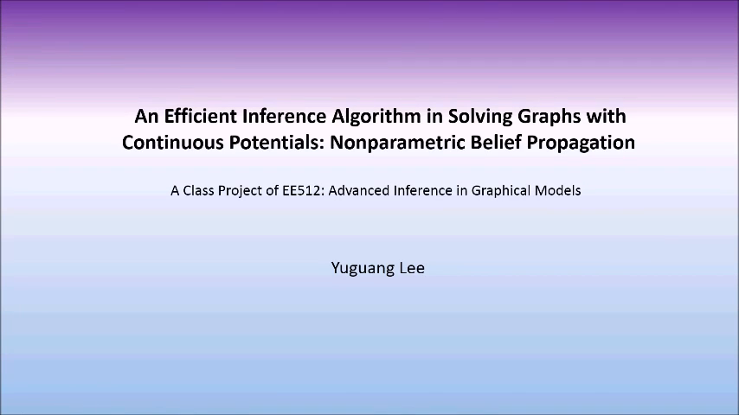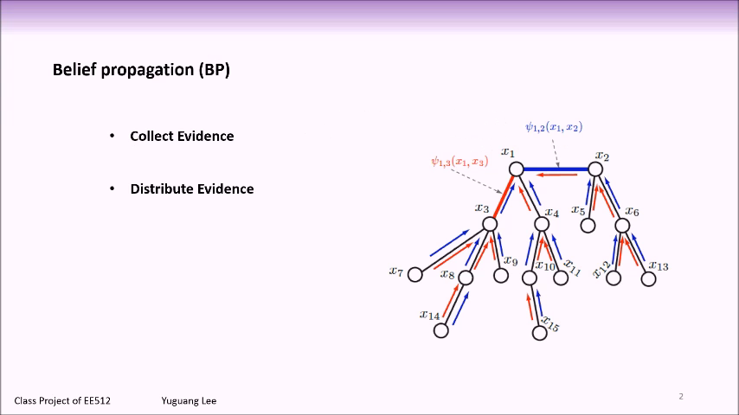Hello everyone, I'm Yuguang from the EE department, and now I'm presenting to you my class project for the graphical model class, which is an efficient inference algorithm in solving graphs with continuous potentials. Specifically, I'm going to work on non-parametric belief propagation. Alright, so let's first take a look at belief propagation.